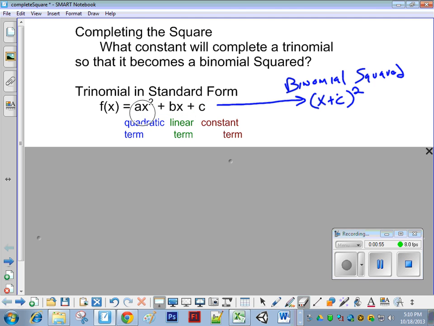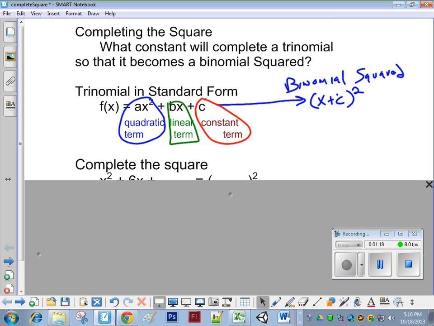The first part, which I've got circled in blue, is called the quadratic term in the standard form. Then the bx is going to be called the linear term. And our final thing, the whole number, is just called the constant term. Those three terms are important. I want to use that vocabulary.